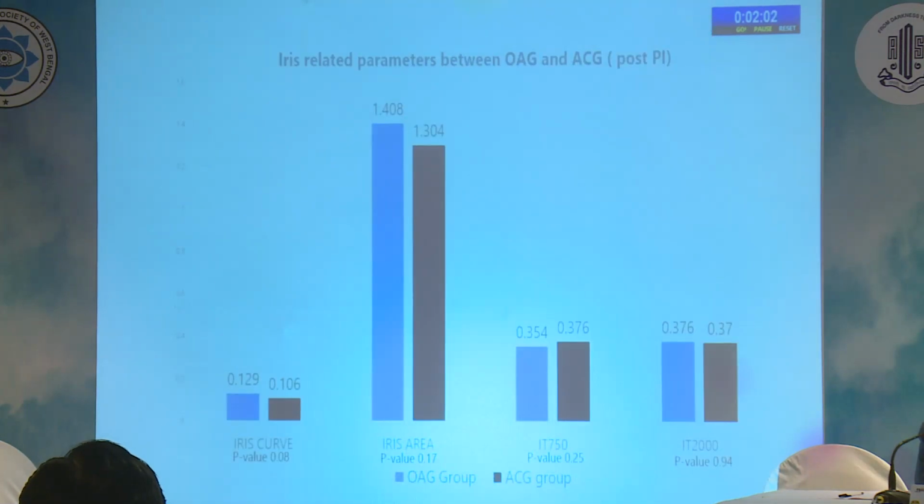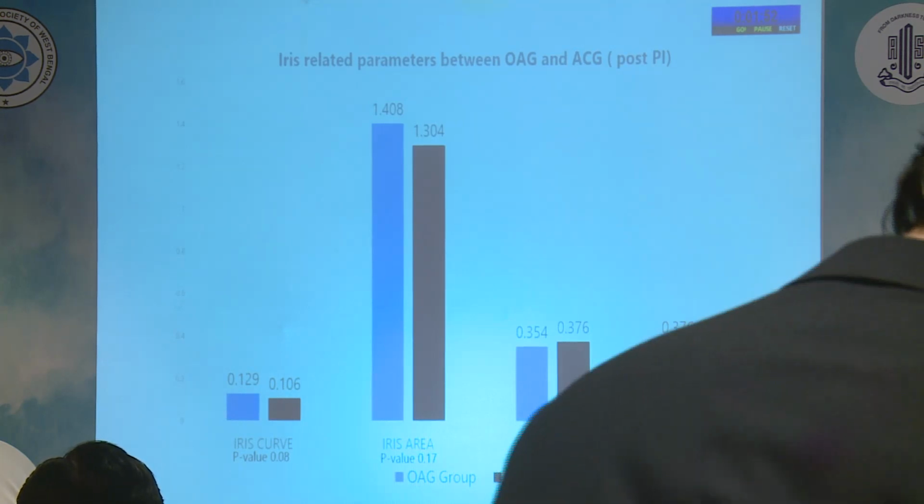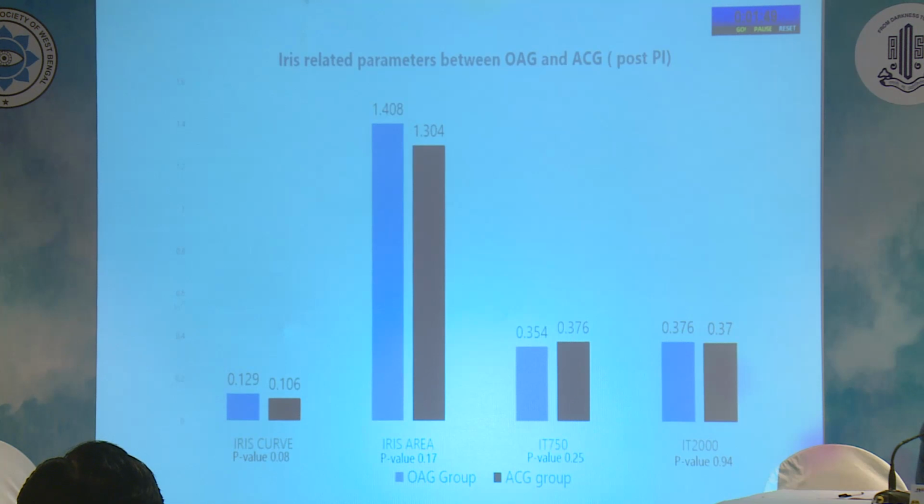These are the iris related parameters. ACG patients were found to have a lesser iris curve, a lesser iris area and greater iris thickness. What is the importance of studying these parameters? First of all, I want to point out that all our ACG patients had already undergone a laser PI, and a laser PI is known to alter the iris parameters.